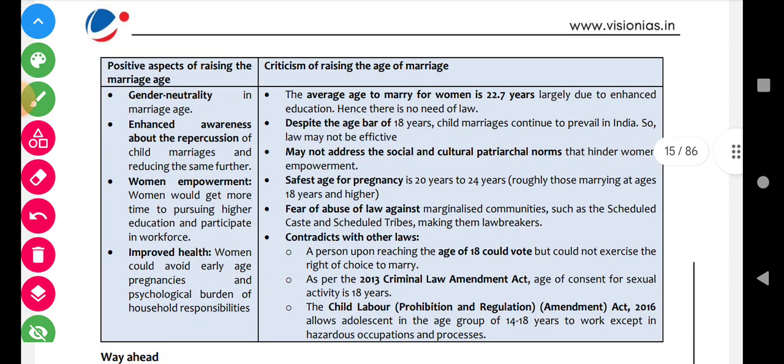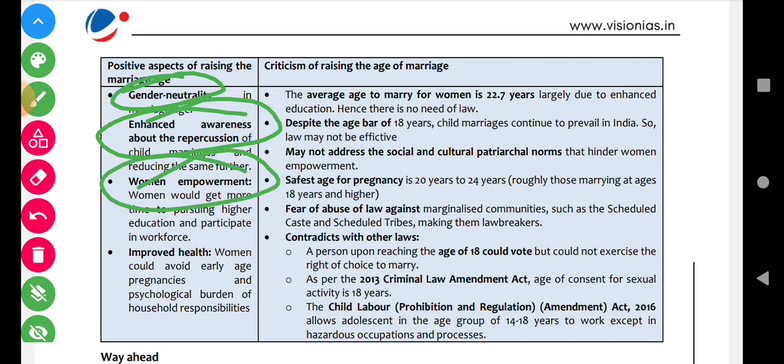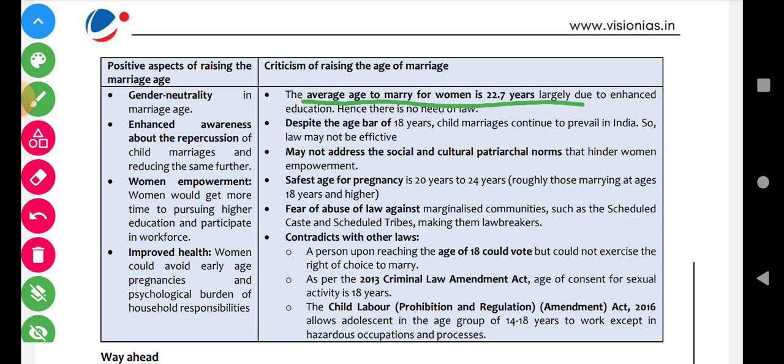Next are the positive aspects of raising the marriage age. Gender neutrality, enhanced awareness about the repercussions, and women empowerment, like women's education, women's health, and women's economic conditions improved. And criticism: the average age to marry for women is 22.7 years, largely due to enhanced education, and there is no need of a law to raise the age of marriage for women.